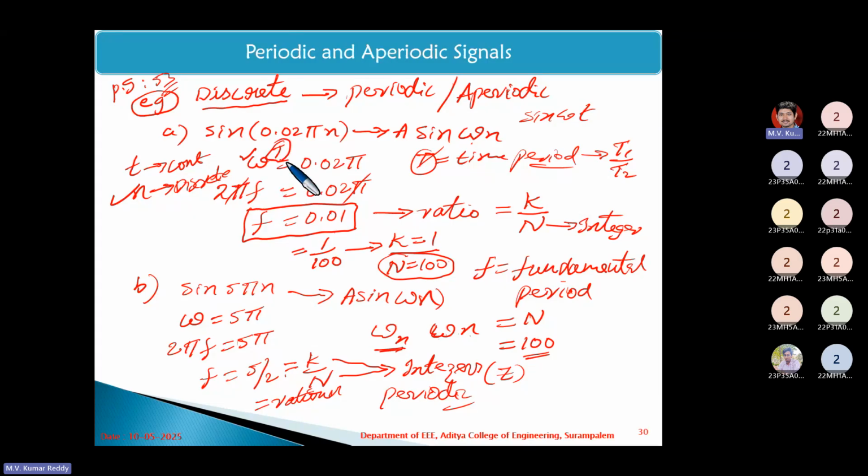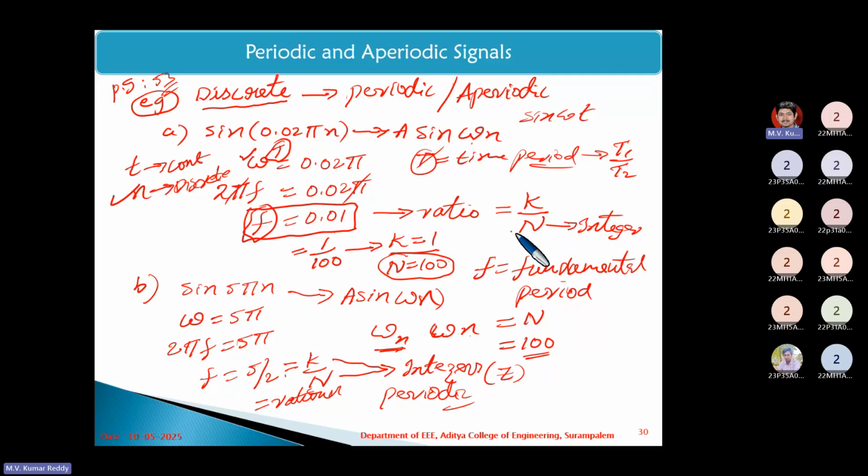Now what we have to find? We have to find F. F means frequency. So 2 pi F is equal to omega. What is the omega value? 0.02 pi. So 2 pi gets cancelled. Frequency is 0.01. This should be written in the form of K by N.